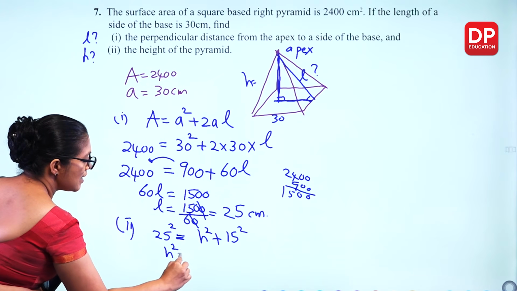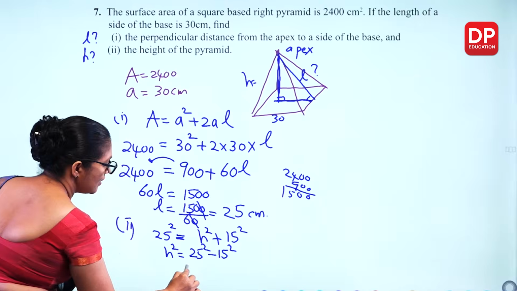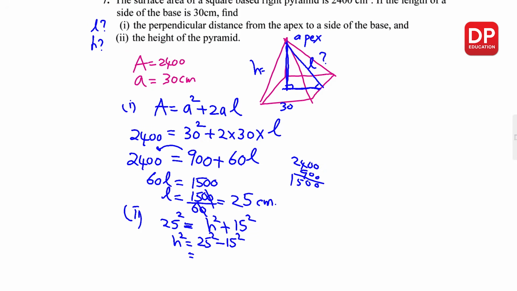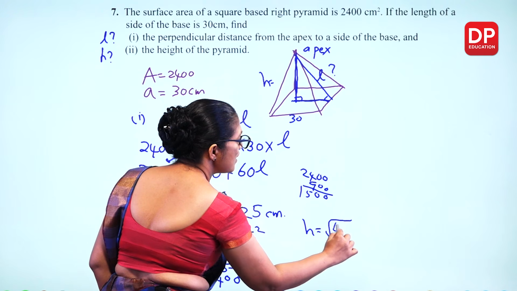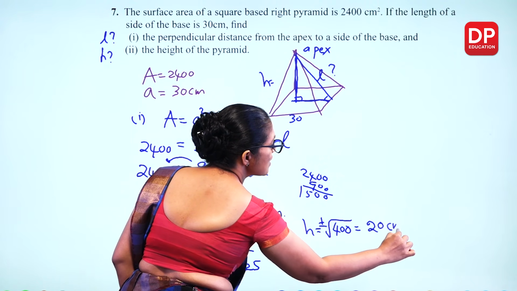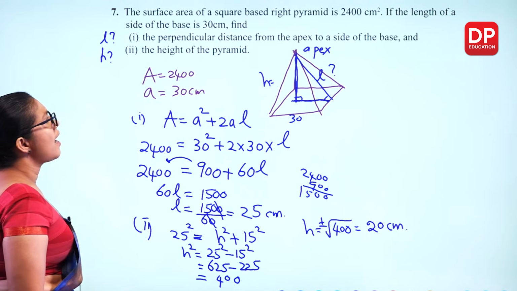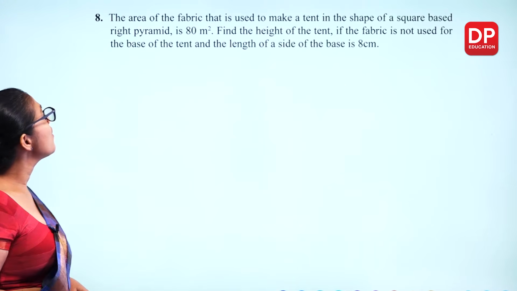h squared is 25 squared minus 15 squared. What's the answer? So 25 squared is 625. 15 squared is 225. When you subtract, you get 400. So what's the square root of 400? So square root of 400 is 20 centimeters. So what's the perpendicular height of the pyramid? That's 20 centimeters.